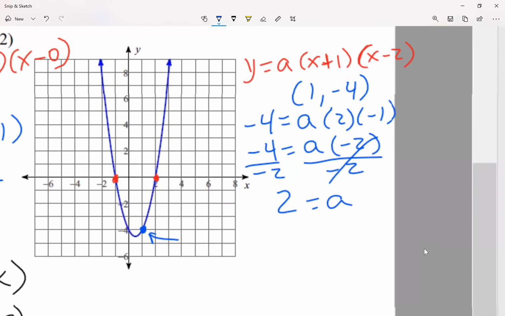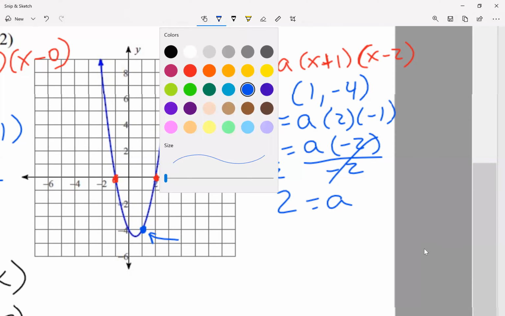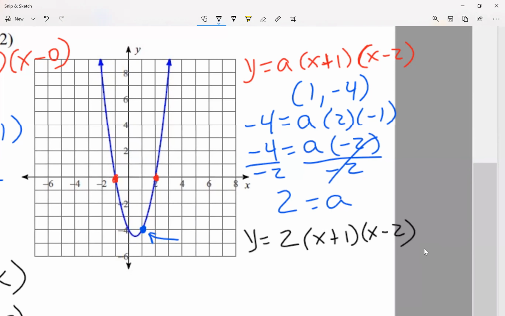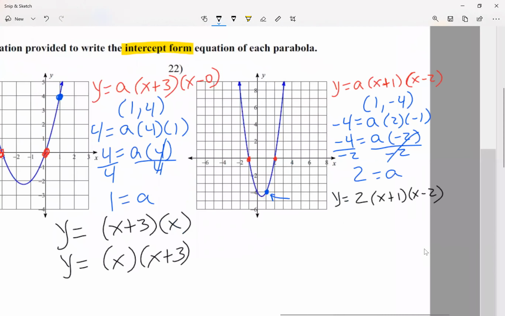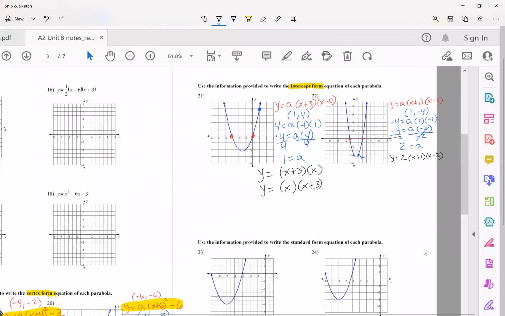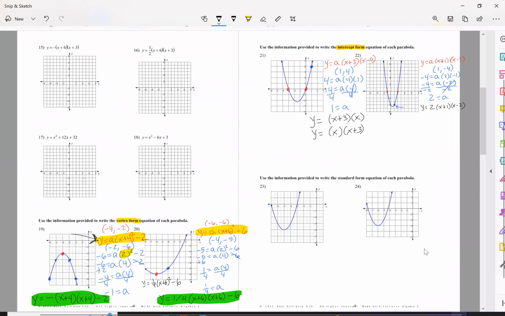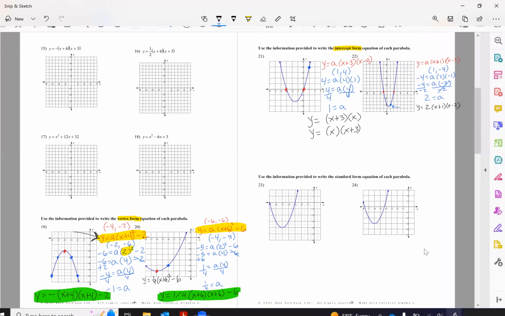So my answer, I'm going to write y equals 2. The aperture in this case, I do have to write it. x plus 1, x minus 2. And again, the order of the parentheses doesn't matter. Which one you write first, it doesn't matter. So let me zoom out. Keep in mind some of your questions are asking for vertex form, and some others are asking for intercept form.